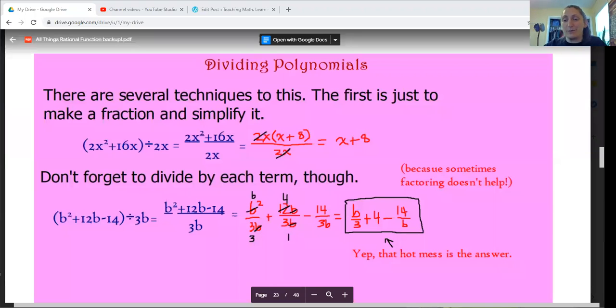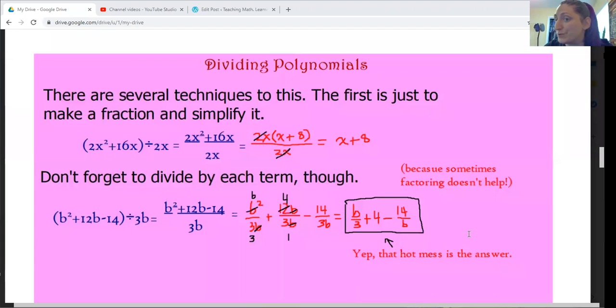All right, so there are several different ways to divide polynomials. And you're just going to sort of learn that depending on the situation, you use a different method. Sometimes it's very straightforward, sometimes there's factoring, sometimes there's long division. Oh yes, long division, we'll get there. So different techniques for different situations. All right, so dividing polynomials. So first way, make a fraction, simplify it.